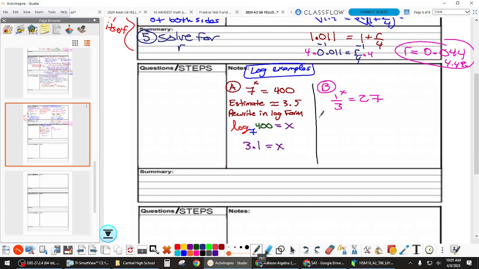Anyway, let's estimate. Well, this is 1 to the x over 3 to the x to get 27. Well, 1 to the x is just 1, right? So it's still just 1 over 3 to the x equals 27. I do want to put a reminder here.